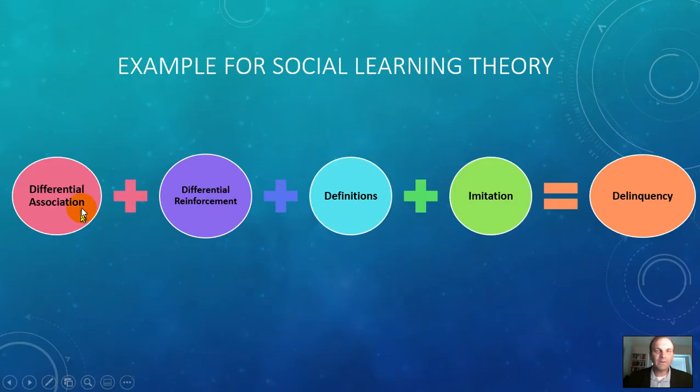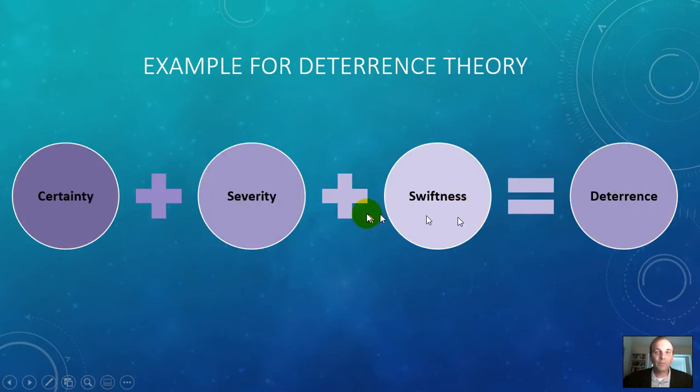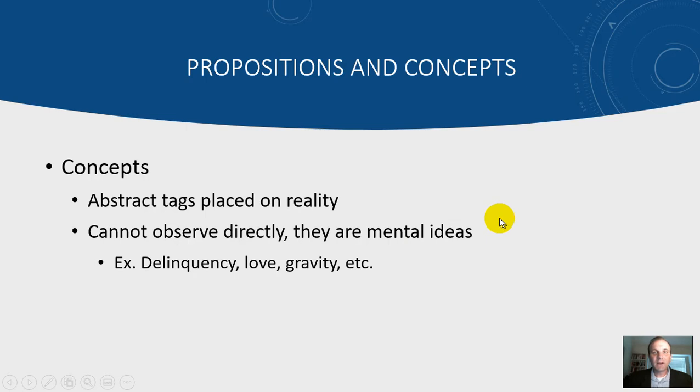But what does differential association look at? You can't put it in a lineup and pick it out, right? You can't put differential reinforcement in a lineup and pick it out, or imitation, or severity, or swiftness, right? It's an abstract tag we place on reality. It can't be observed directly. So they're mental ideas. They're fuzzy, abstract ideas, all right? That's what a concept is, and that is what the propositions within theories are made of, all right?